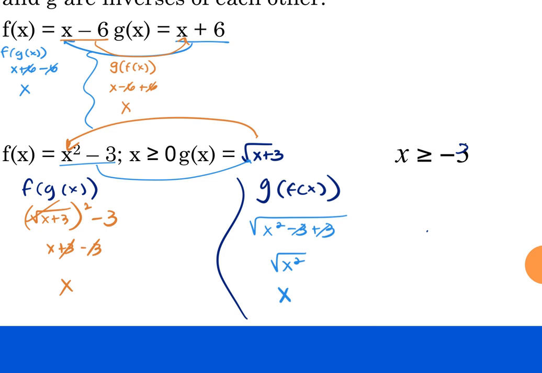Any questions so far? So already it's saying these are your inverse functions. Just show me. But that's going to change in a little bit.